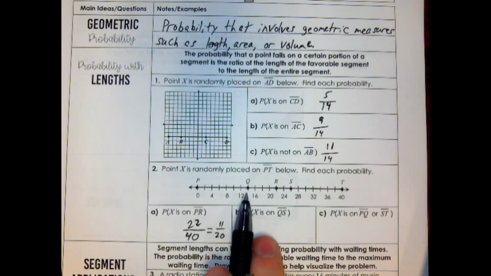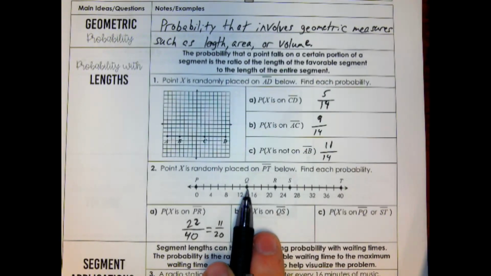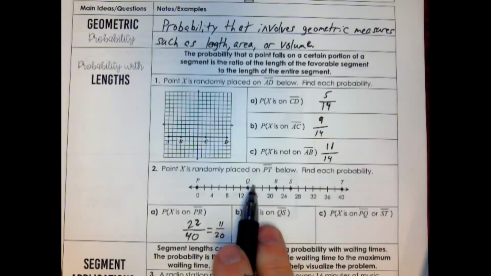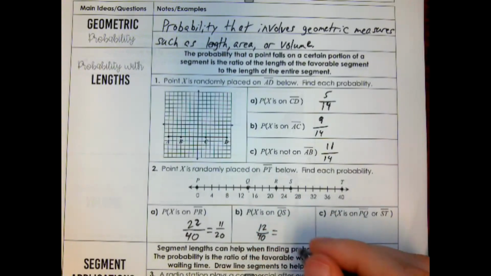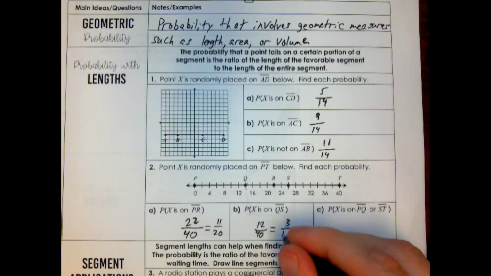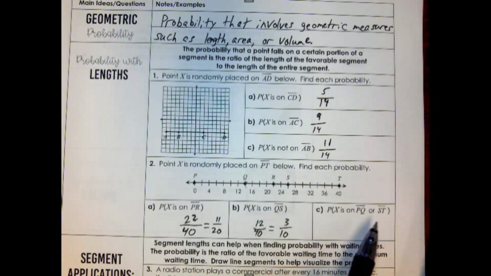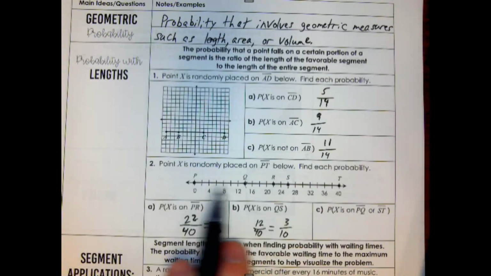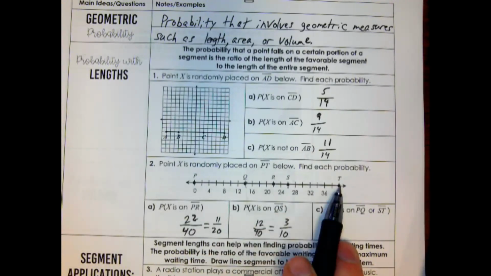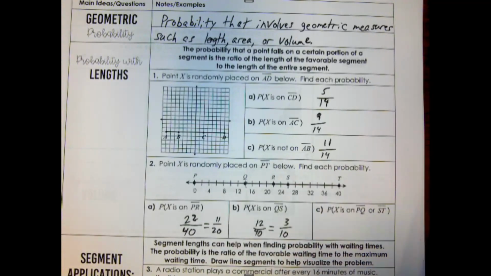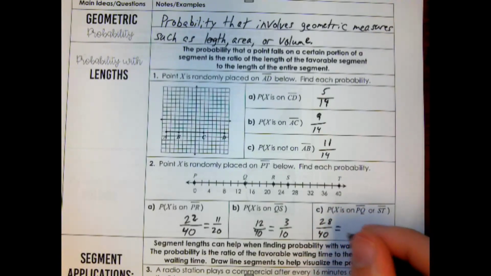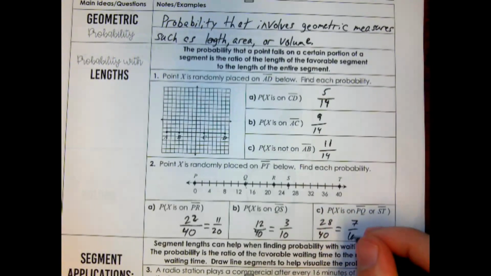What about the segment QS? That goes from 14 to 26. So out of 40, from 14 to 26, 26 minus 14 is 12. So 12 out of 40, which simplifies to 3/10. And finally, what is the chance that X is either on PQ or on ST? So PQ is 14. ST goes from 26 to 40, which is also 14. 14 plus 14 is 28. So there's a 28 out of 40 chance, which simplifies to 7 out of 10.